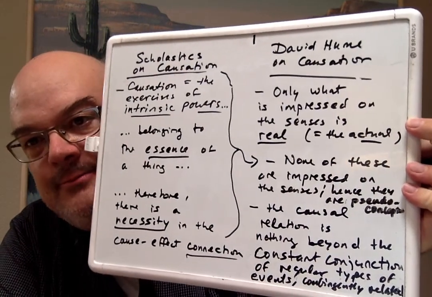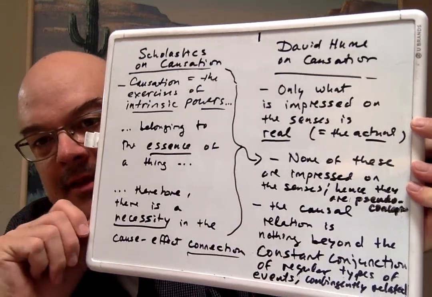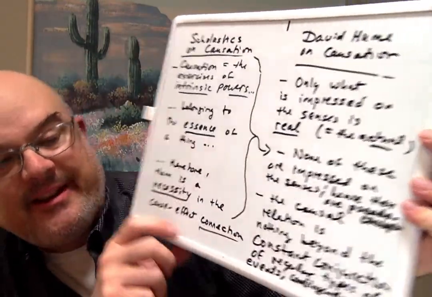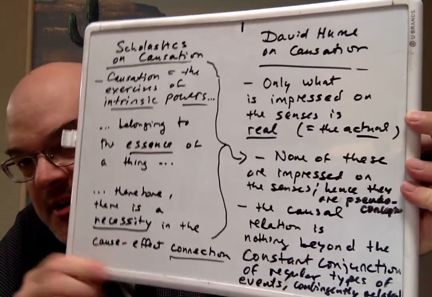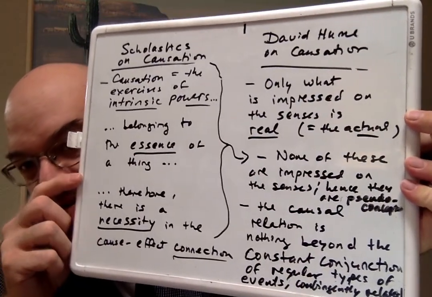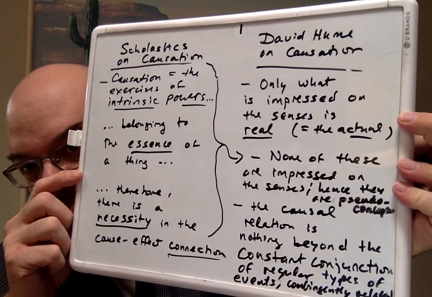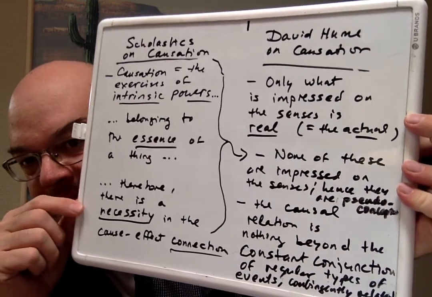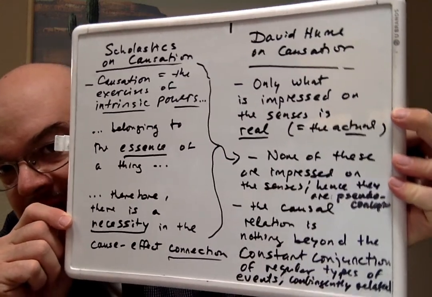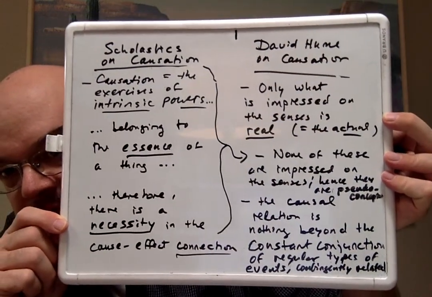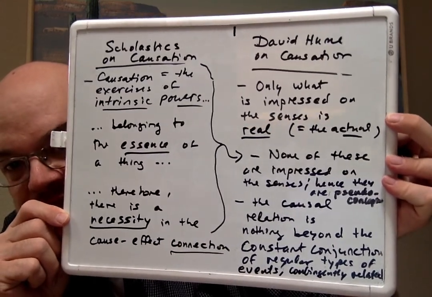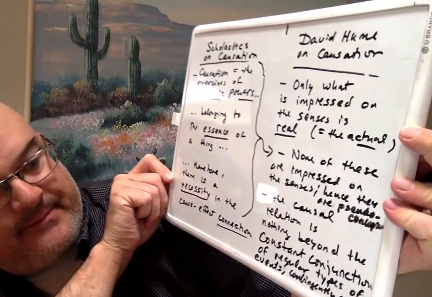These are not real reflections of reality. So therefore, the causal relation cannot be accounted for in terms of intrinsic powers belonging to the essences of things, and therefore we can't appeal to essences to underwrite the idea of there being a necessary connection between causes and effects. So then what do we have here? What we have, according to Hume, is just constant conjunction.